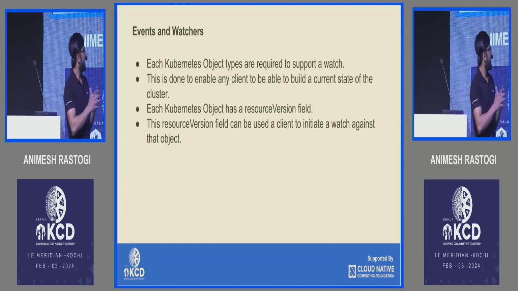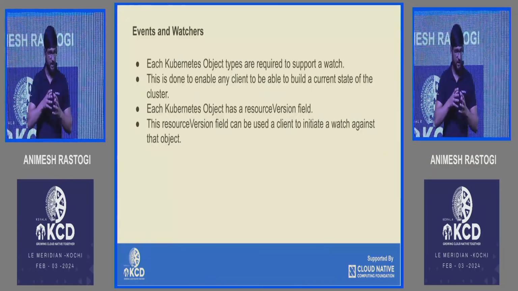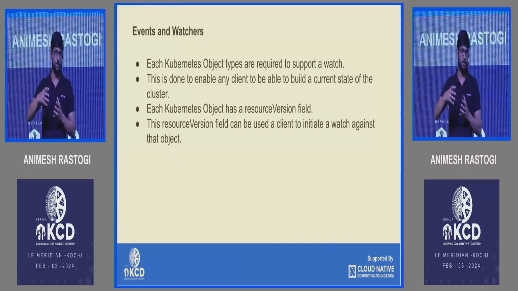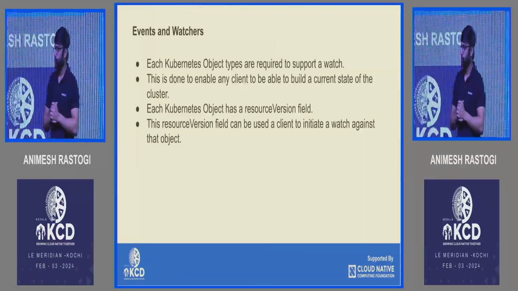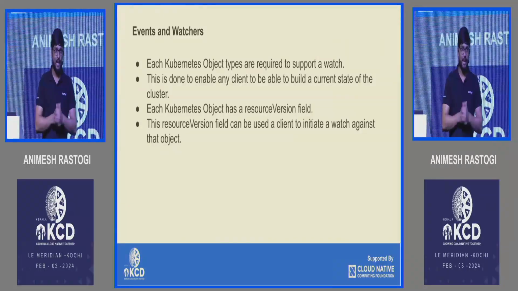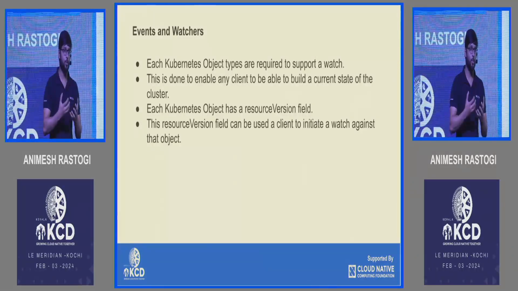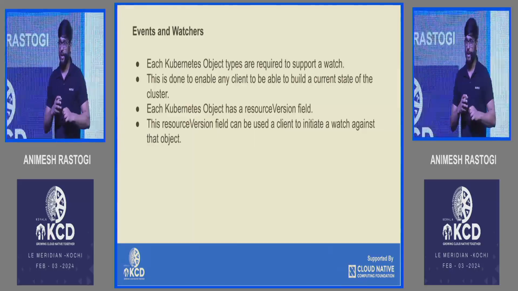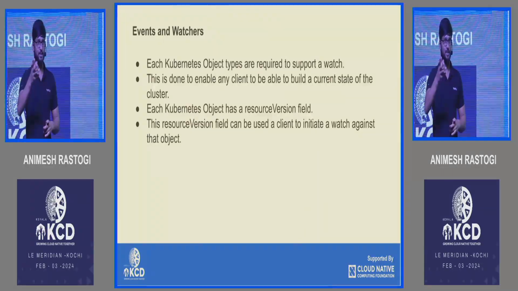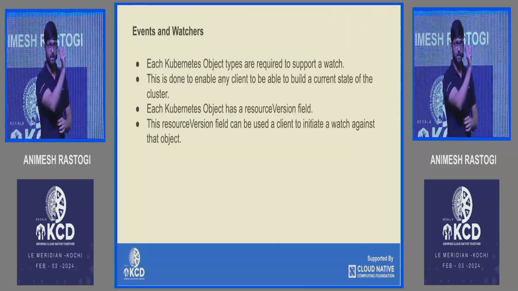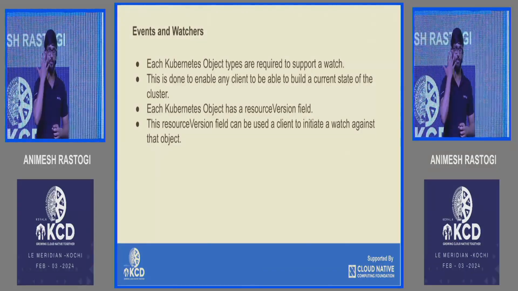I want to talk about the anatomy of a controller. What are the different components of a particular Kubernetes controller? There's something called events and watchers. Each Kubernetes object type, like a deployment or a pod, is required to support a watch. Anytime you have done a kubectl apply and then a kubectl describe, you will see something like a resource version in the Kubernetes YAML that comes out of the kubectl describe.